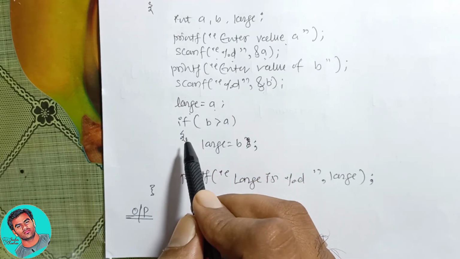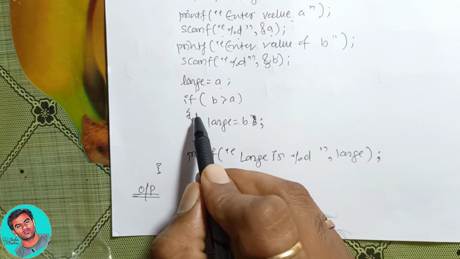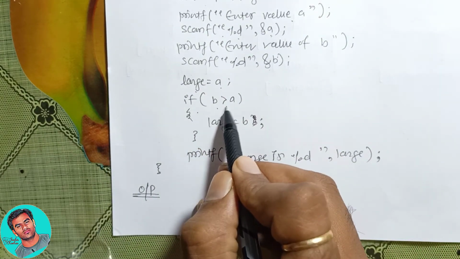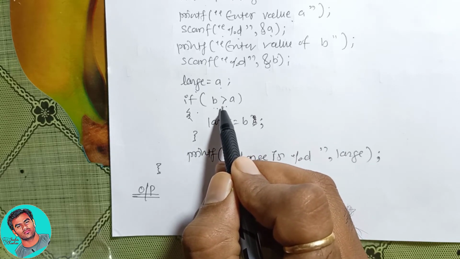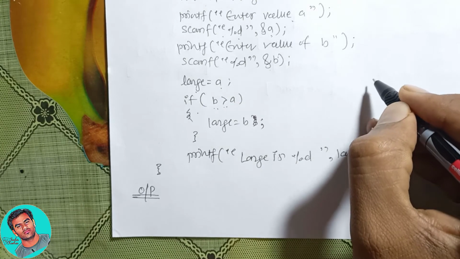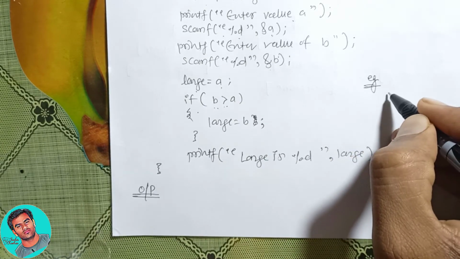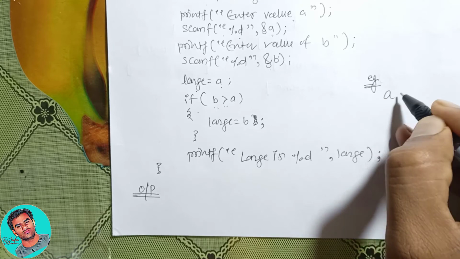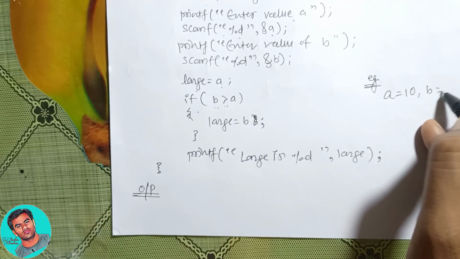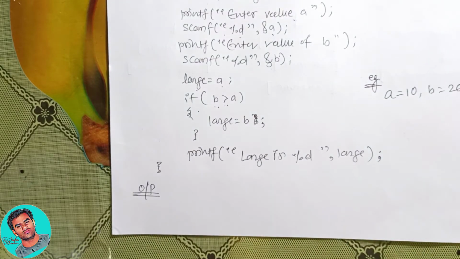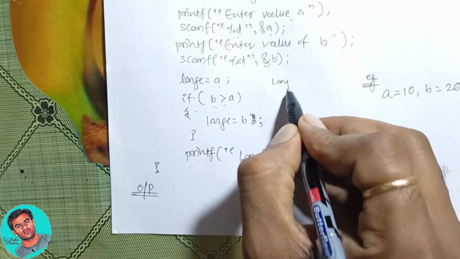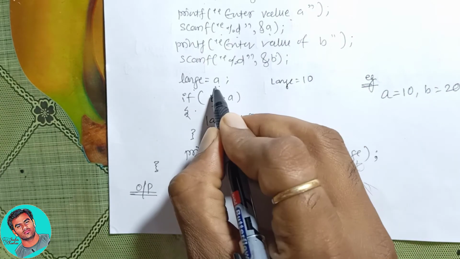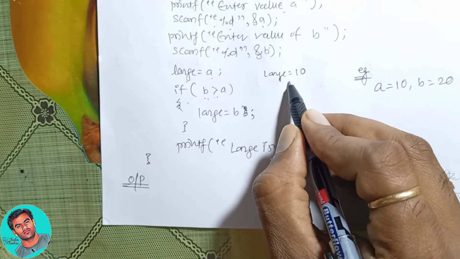And now what we check here is: if b is greater than a, is this the condition? So for example, I have entered the values a equals 10 and b equals 20. For example, we enter the values a equals 10 and b equals 20. Now what happens here, the large value becomes 10, as a is given to large.